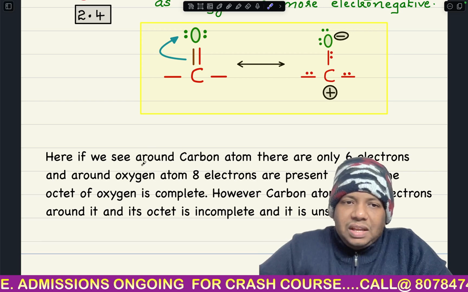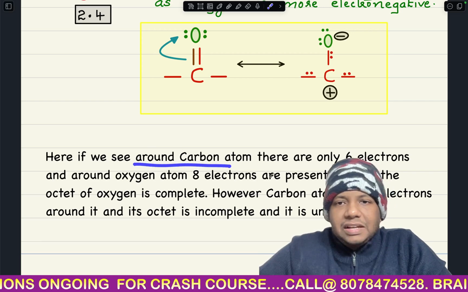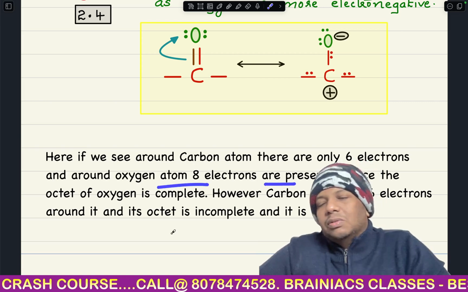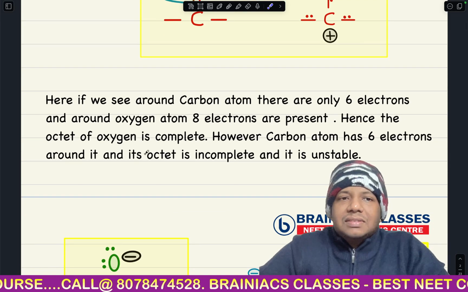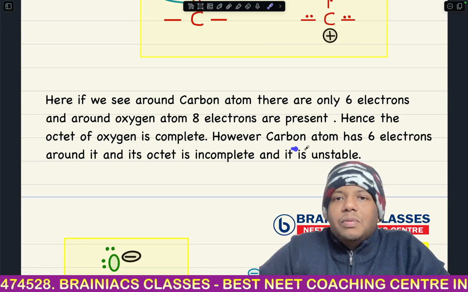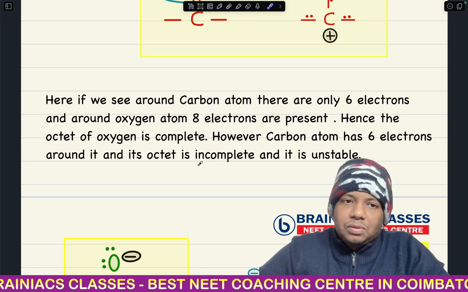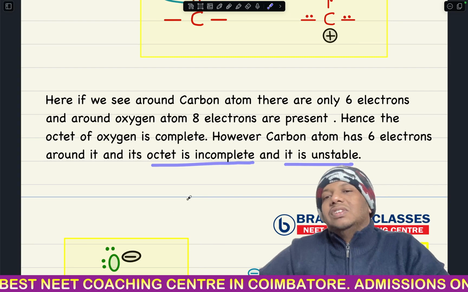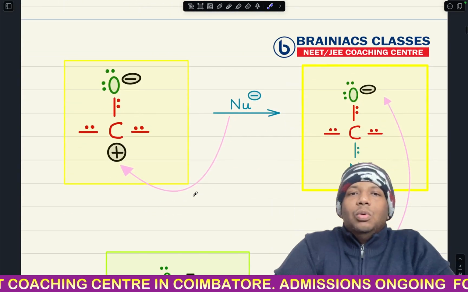Okay, so here we can say that around the carbon atom there are only 6 electrons and around the oxygen atom there are 8 electrons. Hence the octet of oxygen is complete, which means oxygen is stable. However, the carbon atom has 6 electrons around it and its octet is incomplete, which means it is unstable. So what will happen? Who will attack first?